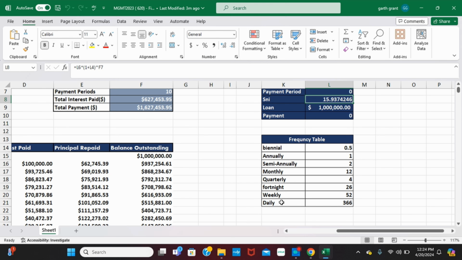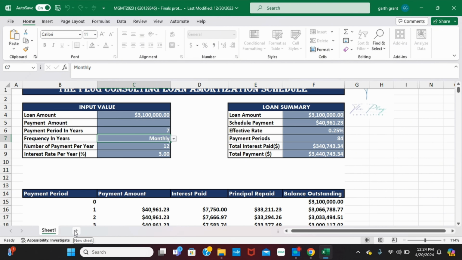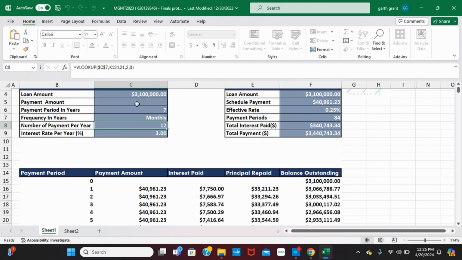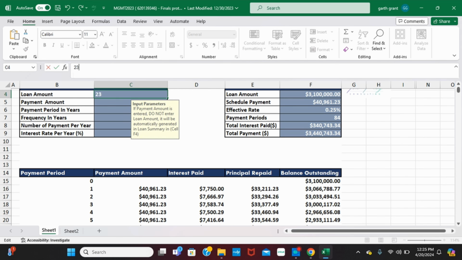Daily, weekly, fortnightly, so on and so forth. Alright, and I'm going to show you how it actually works by just doing some calculations. Let's say we want a 2017 Subaru and it costs, let's say, 2.3 million.